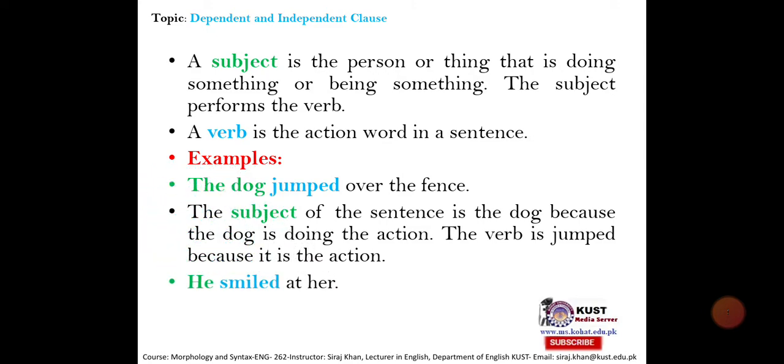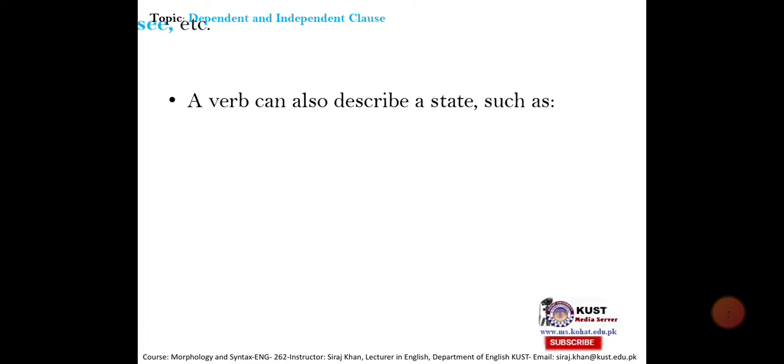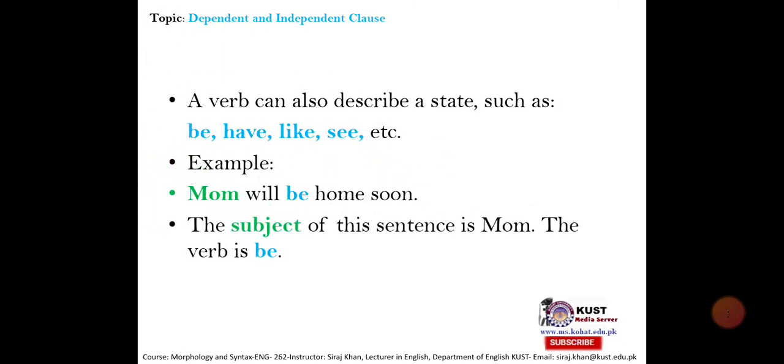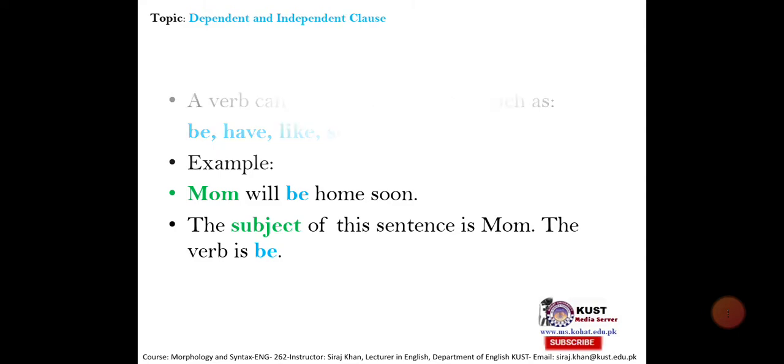He smiled at her. My teacher told us to read quietly. He is the subject here, smiled is the verb, at her is the object. My teacher told us to read quietly. My teacher is the subject, told is the verb. A verb can also describe a state such as be, have, like, see, etc. For example, mom will be home soon. The subject of this sentence is mom, the verb is be.